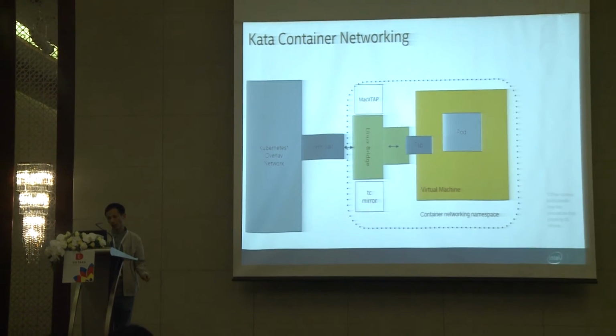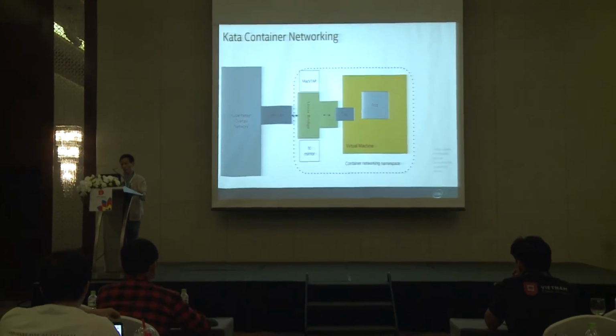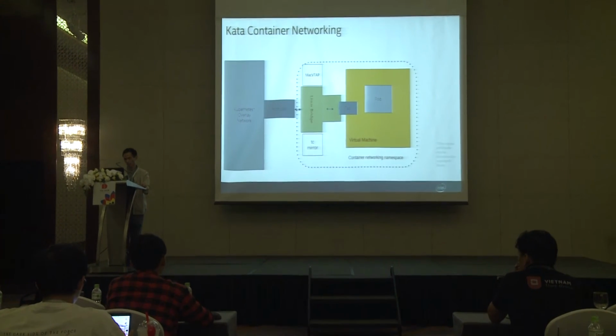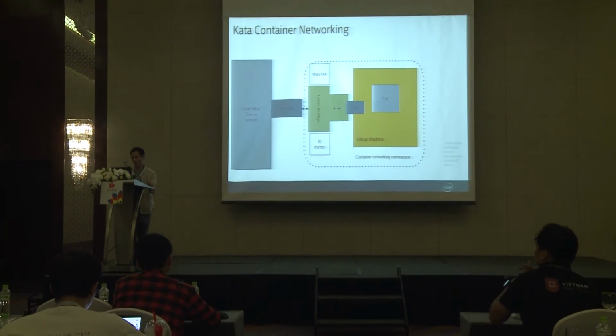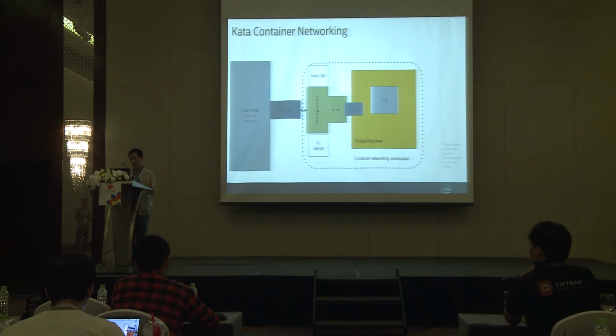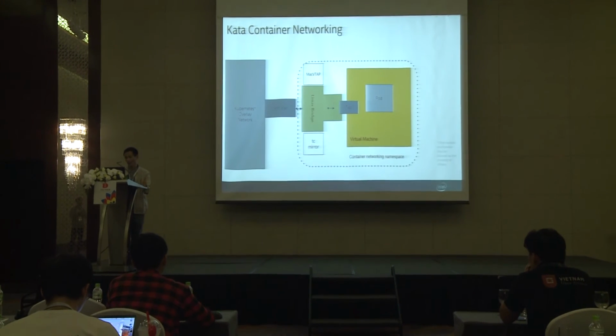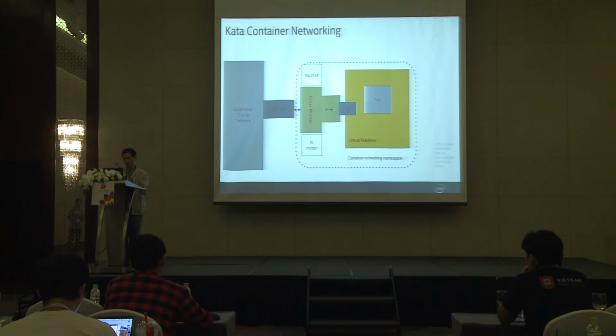And also the TC mirror is actually the default bridge device in the Kata container, because TC mirror has the simplest implementation and the highest performance.